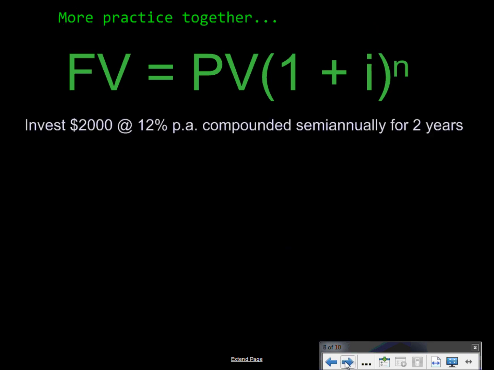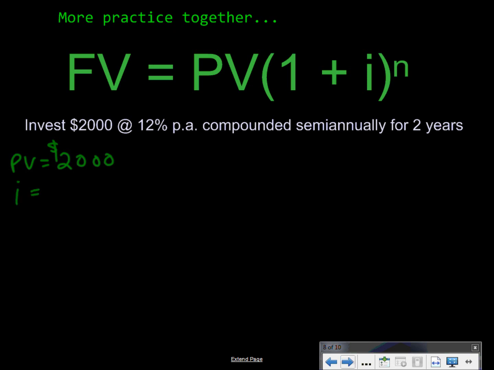Okay, next. We're going to do another one. So, more practice together. Again, your investment's $2,000, 12% PA, which means per annum, per year, compounded semi-annually for 2 years. So, PV, in this case, is 2,000. If you write down what PV means, what N means, what I means, and you make a mistake, I can give you 50% of the marks because I know that you know which one represents what. If you just go right to the calculator and just output a number to me, I can't give you any part marks, okay?